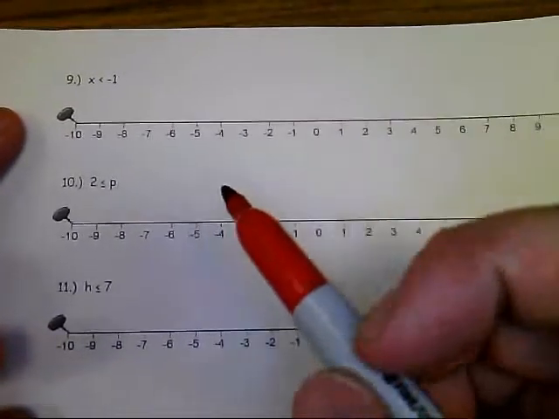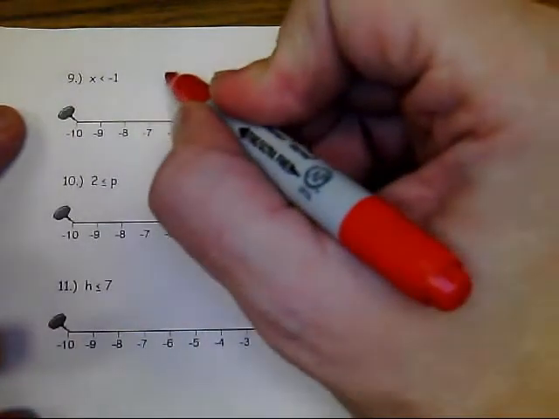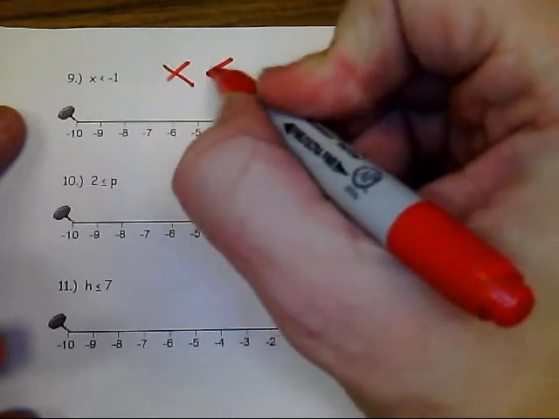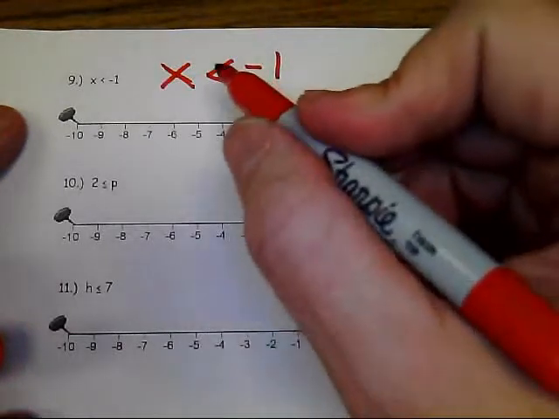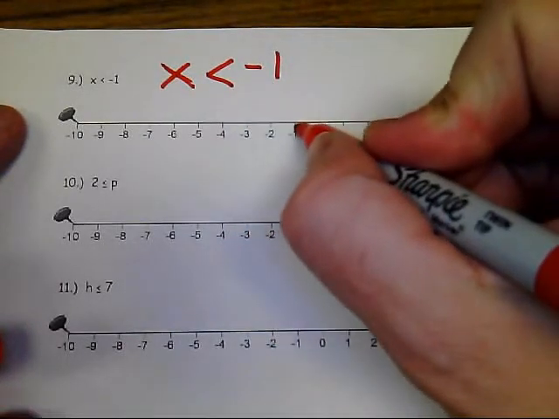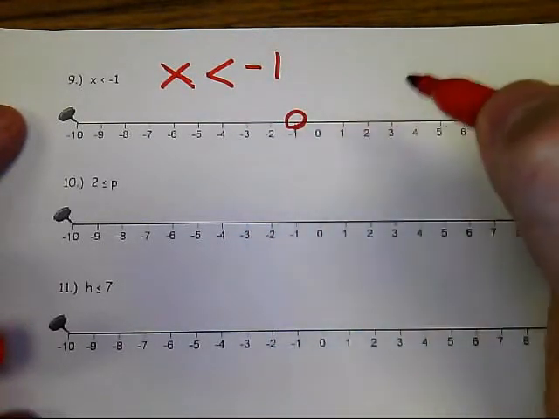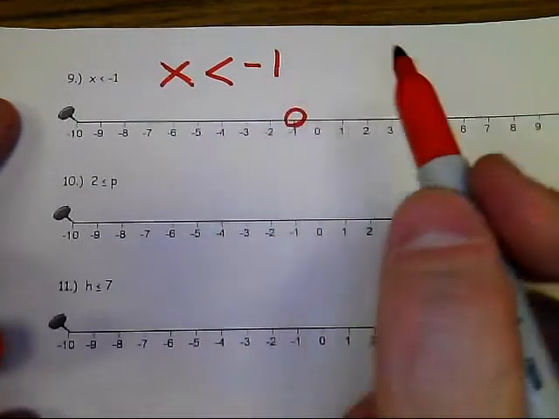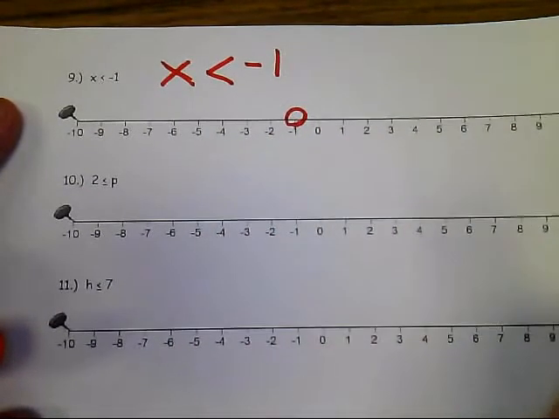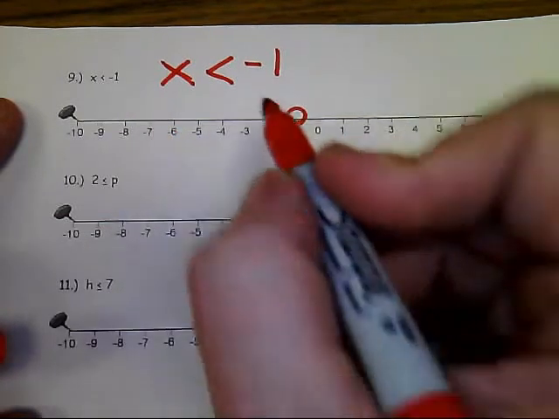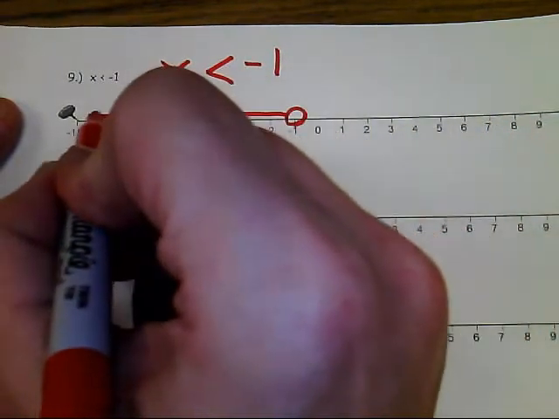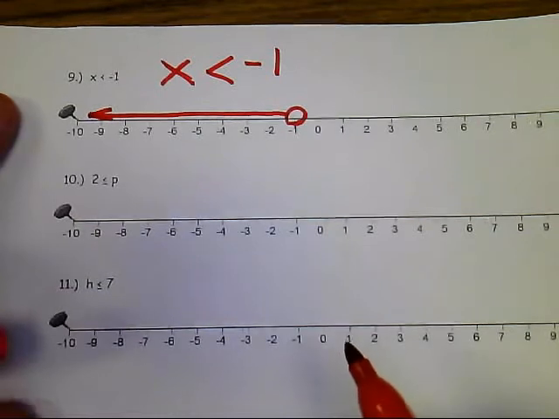It says x is less than negative 1. I'll actually write that a little bit bigger for you. X is less than negative 1. So I know that it's not negative 1, so I'm going to put an open circle on negative 1. And then x would be numbers less than negative 1. So let me think of a number that's smaller than negative 1. Well, negative 3 is less than negative 1. Negative 7 is less than negative 1. I'm going to point at all the items less than negative 1.